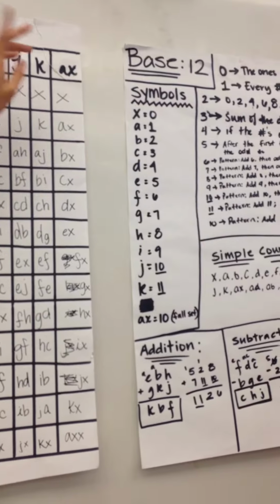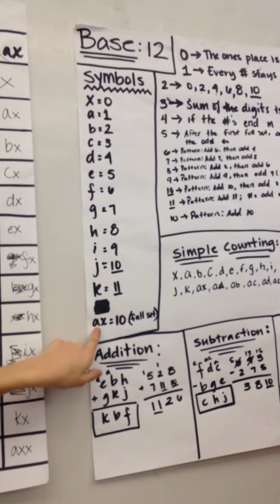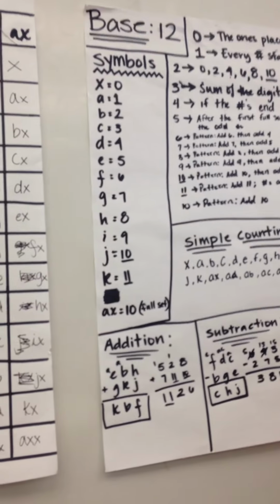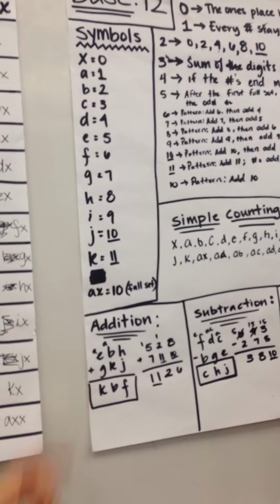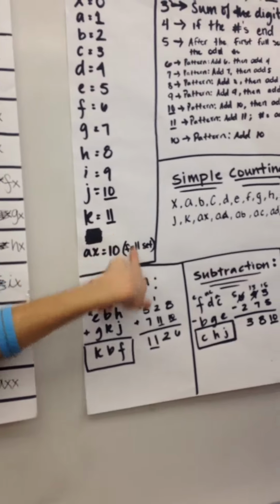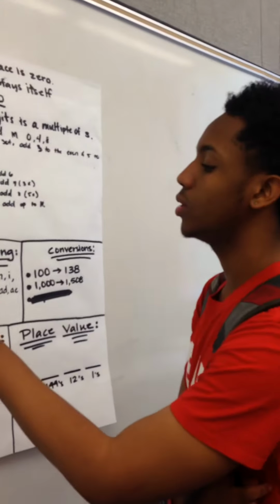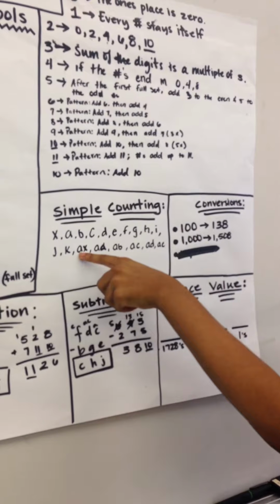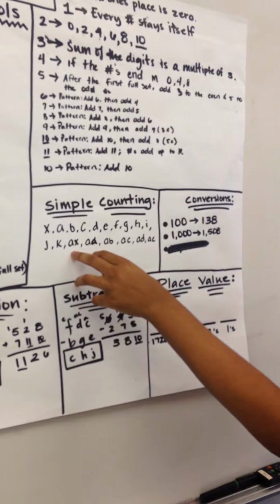Okay, our symbols, we use letters, and our full set would be AX, because that's sort of 10. The reason why we have a line under this 10 and 11 is because these are for the ones place. In terms of simple counting, we use the variables A through K, and then once we get to AX, that's when it's one full set.